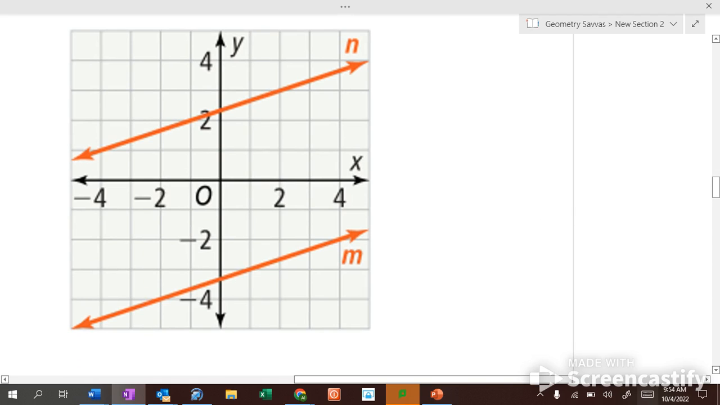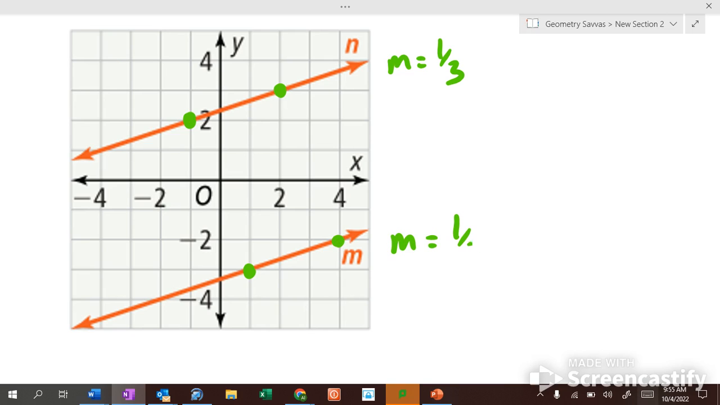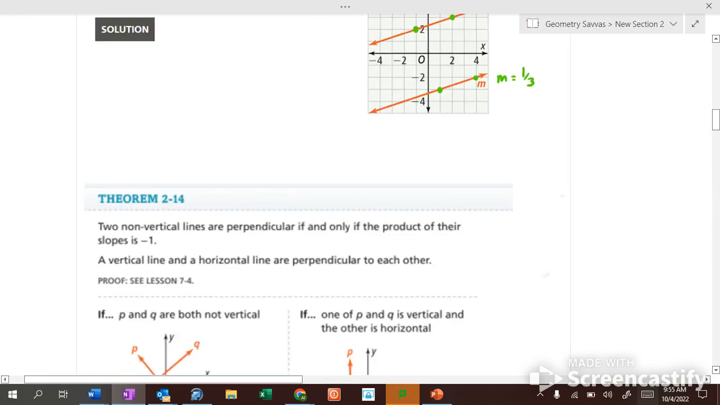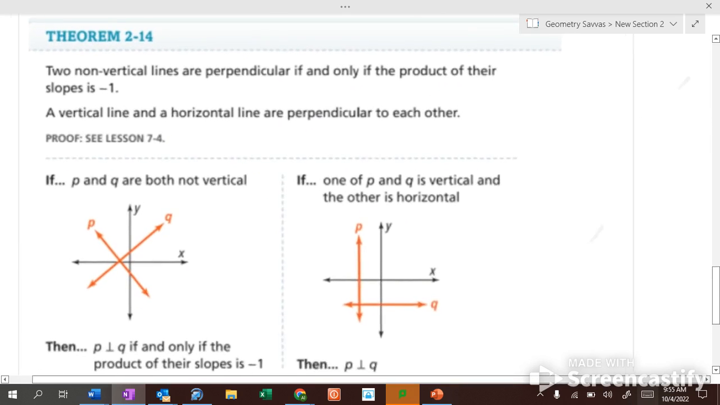Are those two lines parallel? Well, N goes from there to there. What's the slope of N? 1/3. M goes there and there. What's the slope of M? Are they parallel? Yes. If you have the same slope, then they are parallel. Next thing.